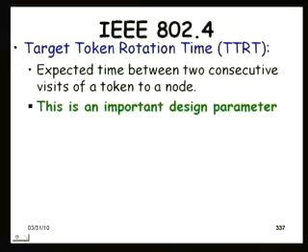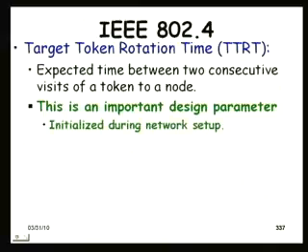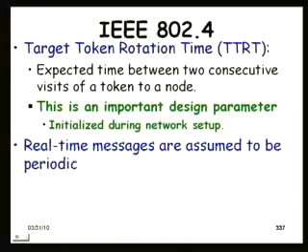So, the TTRT is an important design parameter. It is initialized during the network setup, and the value of the TTRT is selected based on the messages that are there with the different nodes, the amount of data that needs to be transmitted, and so on. So, we will solve some problems based on this, depending on what is the size of the messages at different nodes and so on.